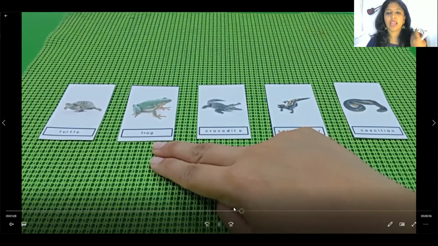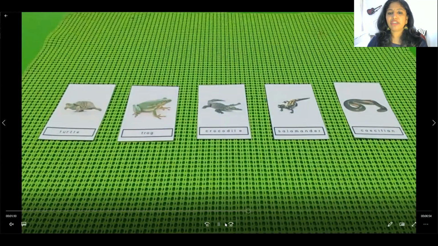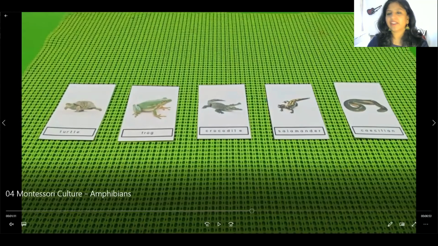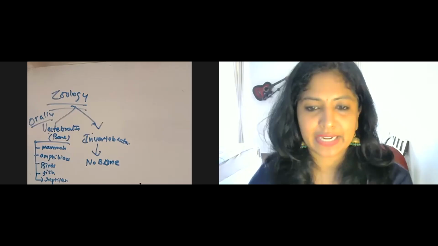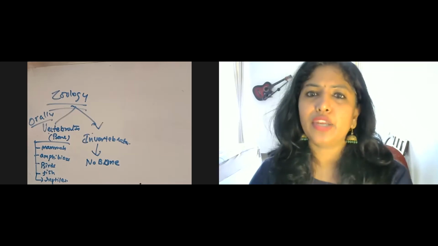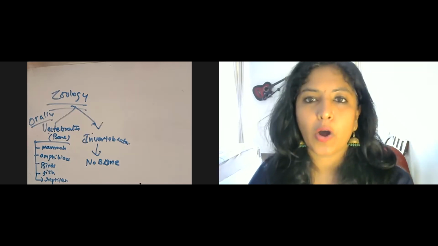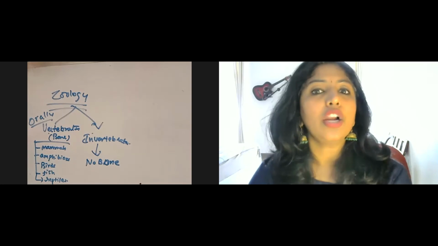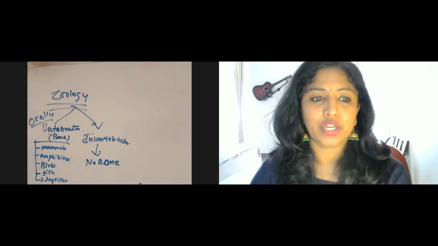This is frog. This is crocodile. Can you show me where is frog? Can you show me where is crocodile? You do it with a 3-period lesson. So this is one way of introducing. And then you go deeper into your lessons, whenever you want to go with an extended version of it.